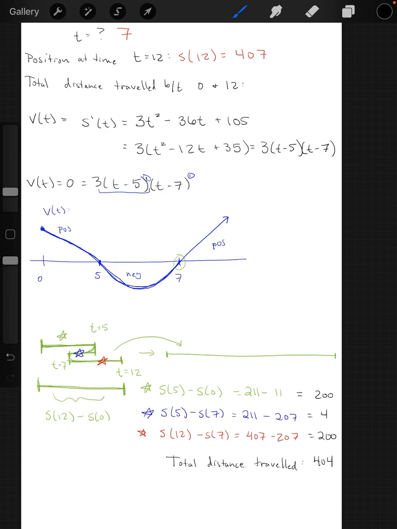The mile marker that we passed said that we went, this one is 407 minus 11, so 396. So if we actually measured out our steps, we'd figure out that we were 396 steps from where we started. But because we backtracked by 4 at some point, we had to go back over those, so the total distance we traveled was 404.